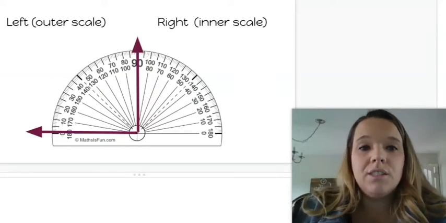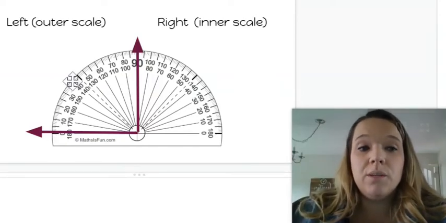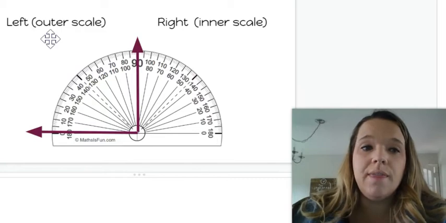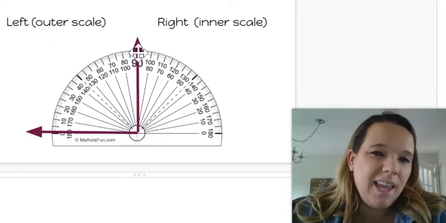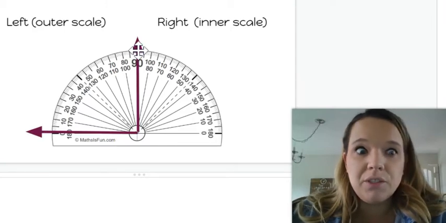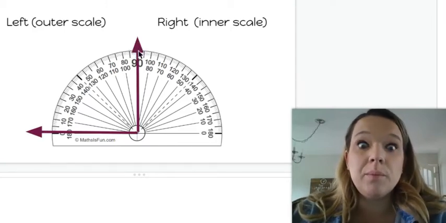So we're going to practice using a protractor to determine which scale to use and then measure an angle. So here's this angle and it's outlined in like a dark purply color. I'm a little colorblind, so it could be blue. I don't really know. I think it's dark purple.